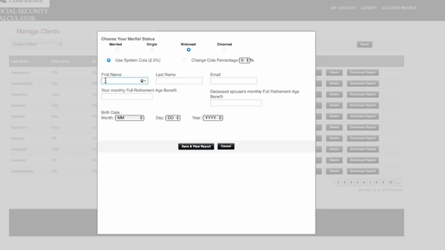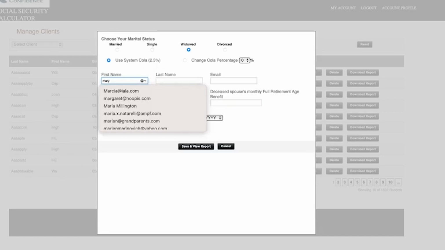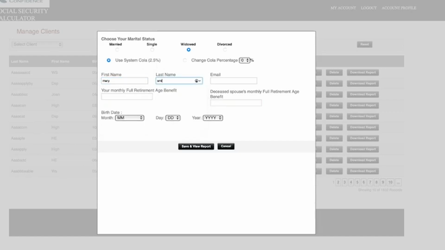So for this case, I'm going to say it's Mary Smith. If you've listened to some of my other presentations, you know that women overwhelmingly outlive men, and most of the widows or widowers I've worked with are women. They're widows. So we're using Mary Smith. Now we need an email address so that we can send you a PDF of the suggested claiming strategies. I'm just going to put in a dummy email address, but you would put in your actual email address. So I'm just going to put Mary at a bunch of letters.